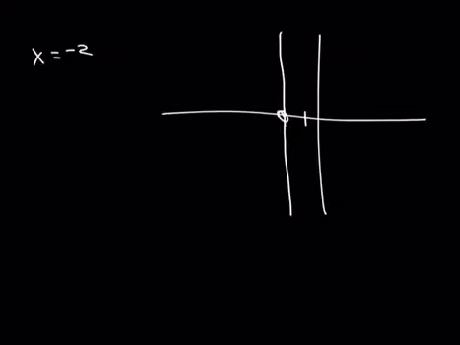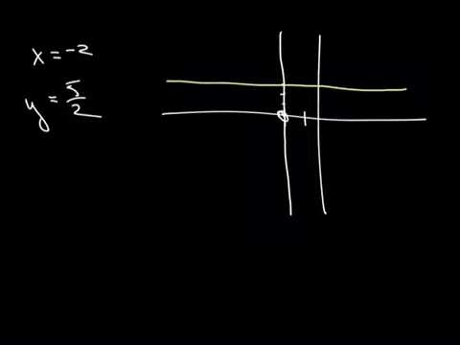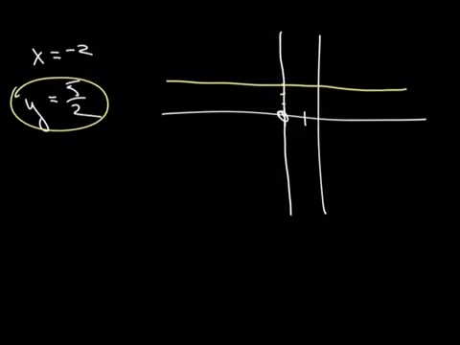So whenever you have x equals a number, you get a vertical line, which means the slope is not defined. It asks you to determine the slope. When you're given y equals 5 halves, so when you're given the y value, you go up 5 halves, which is 2.5, and you draw a horizontal line.